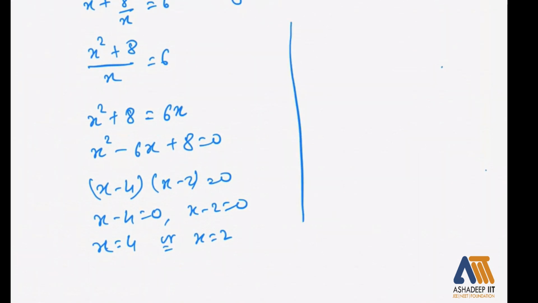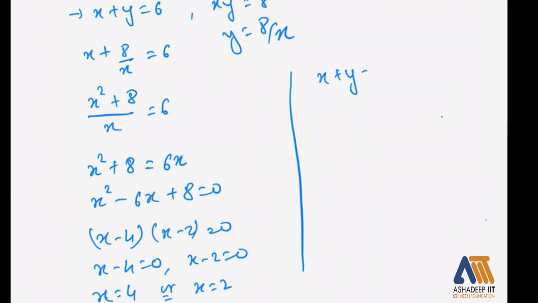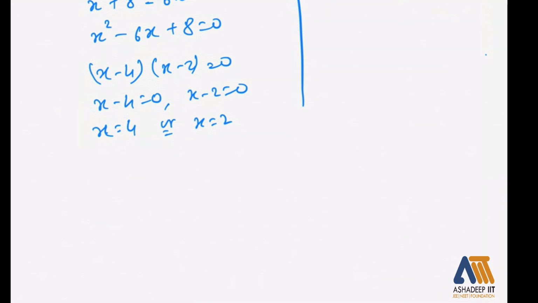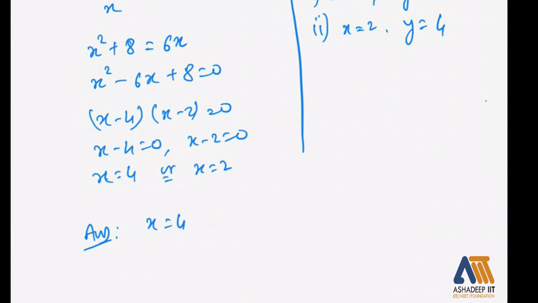Now x plus y is equal to 6 is given. If we consider x is equal to 4, then y is 2, and if we consider x is equal to 2, then y should be 4. So the final answer is: here x is equal to 4, y is equal to 2, z is equal to 0, and in the second case x is 2, y is 4, z is equal to 0.